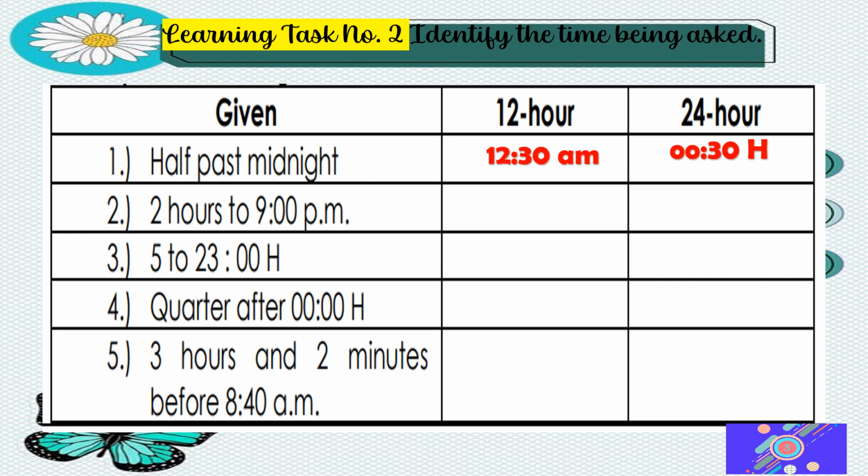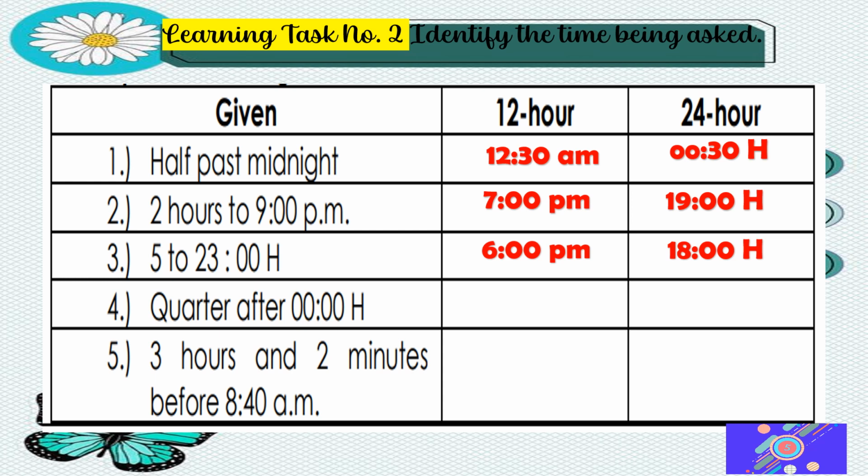Okay, for number 2, 2 hours to 9 p.m. Ibig sabihin, 2 oras bago mag 9 p.m. and that is 7 p.m. So, in 24-hour clock, that is 1900 hours. Okay, for number 3, 5 to 2300 hours. Okay, so in 12-hour, that is 6 p.m. And then for the 24-hour clock, that is 1800.